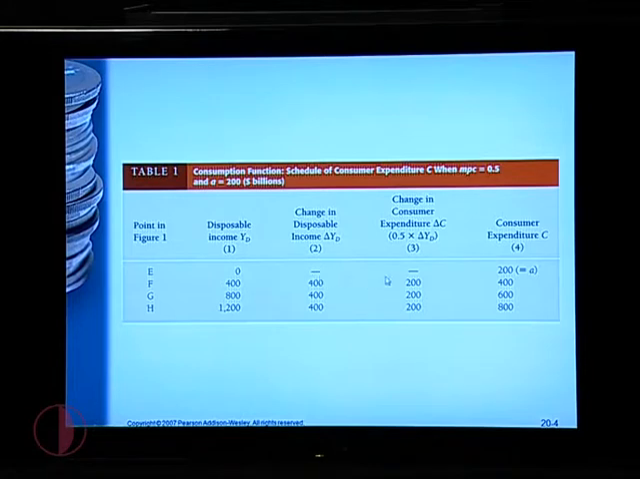From this table, we can see that at E, even at zero disposable income, some consumer expenditure has to take place, which we can see in the graph at A. And at F, disposable income is 400, change in disposable income is also 400, change in consumer expenditure is 200, while consumer expenditure increased to 400. At G, 800, 400, 200, 600, and at H, 1200, 400, 200, and 800.